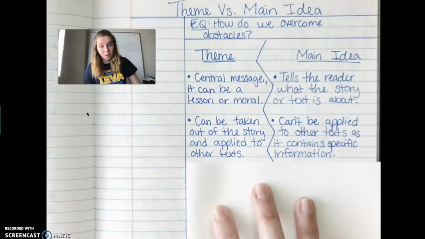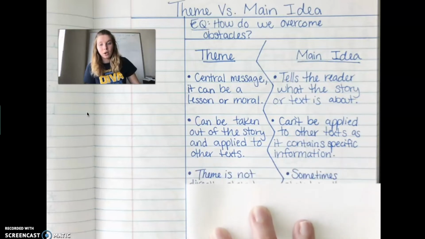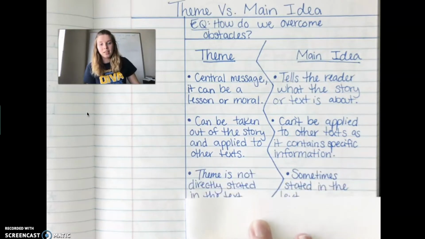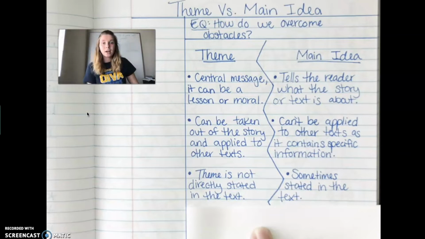The next part is talking about where you can find the theme and main idea. The theme is not directly stated in the text, so you're not going to find what the theme is just by looking at a sentence. It's usually in between the lines. It's a message that you have to find from reading the whole story.